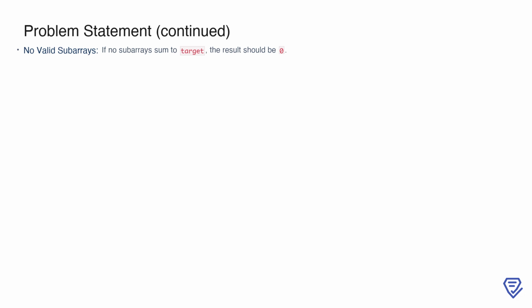Additionally, the solution must account for negative numbers in both nums and target, as this can influence the sums of subarrays. In edge cases where all elements are equal to target, the answer should simply be the length of nums, since each element forms its own valid subarray. Conversely, if no subarrays sum to target, the result should be 0. These considerations are critical to ensuring the solution is robust and efficient across all inputs.